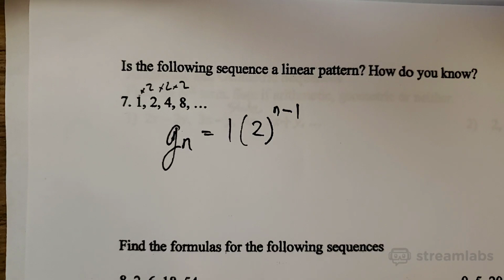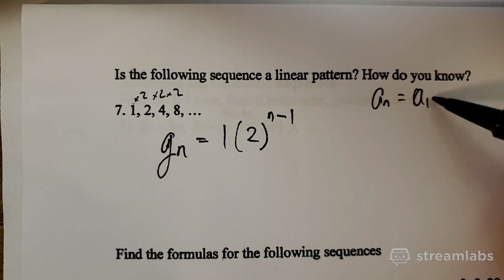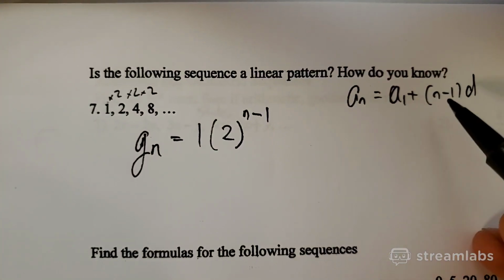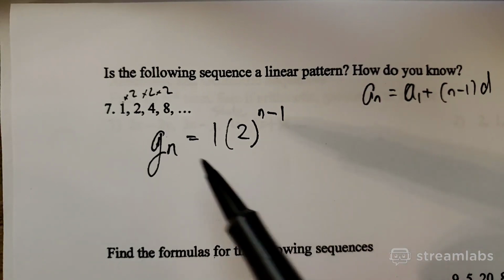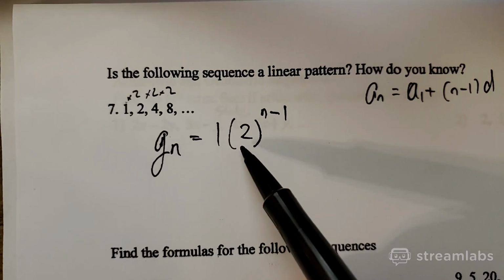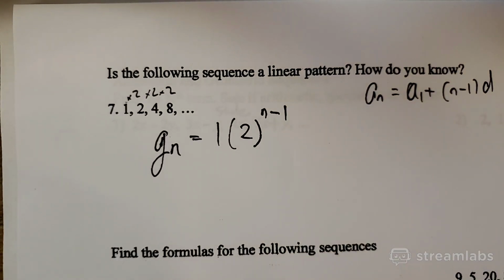Why is that? Well, think about your arithmetic, right? Arithmetic is a1 plus n minus 1 d. That's adding, right? Adding or subtracting. But this is multiplication. So to multiply things n minus 1 times, you multiply by 2 and then multiple times, right? So n minus 1 times. That makes sense?